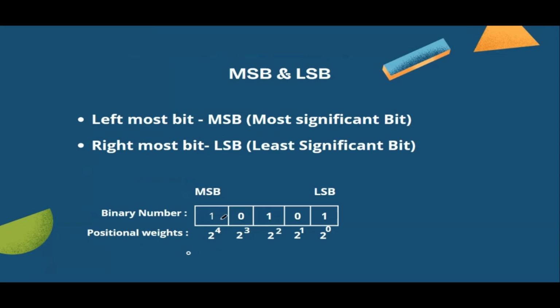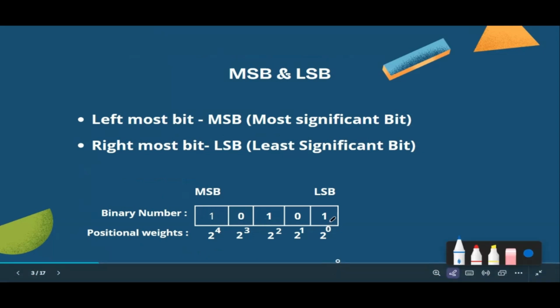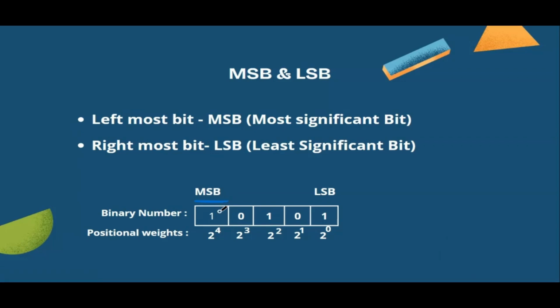Consider a binary number as shown here. The leftmost bit is called the most significant bit or MSB, whereas the rightmost bit is called the LSB, or the least significant bit.